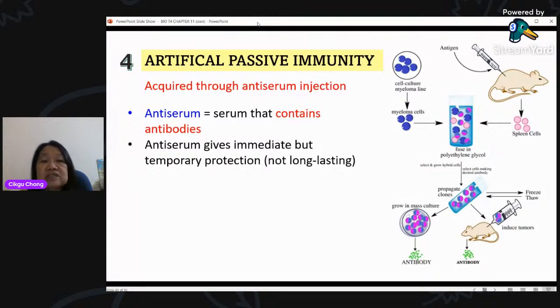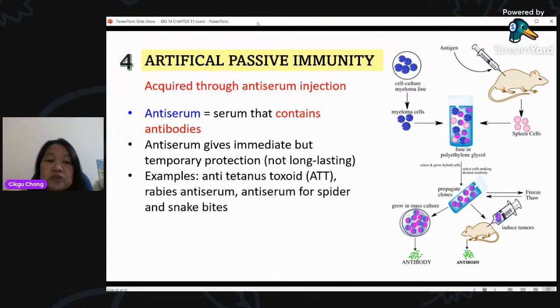Okay, anti-serum gives immediate but temporary protection. It's not long lasting because your body did not produce it. So its antibody is received from an outside source. So your body will probably be breaking down these molecules. So it's not long lasting. And examples would be anti-tetanus toxoid, okay, that gives you locked jaw if you don't have this anti-serum.